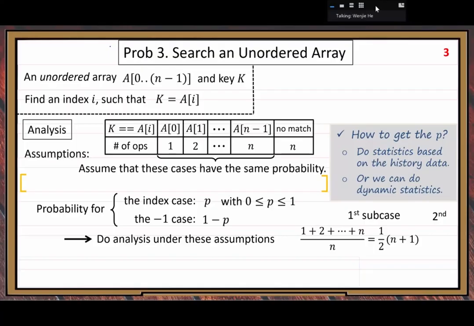So you take the average of the first n numbers. After simplification, 1/2 of n plus 1. 1 plus n, the smallest number and the largest number added together, divided by 2, that is the average. From the formula, we get the same number. That's the average case efficiency for the first subcase.